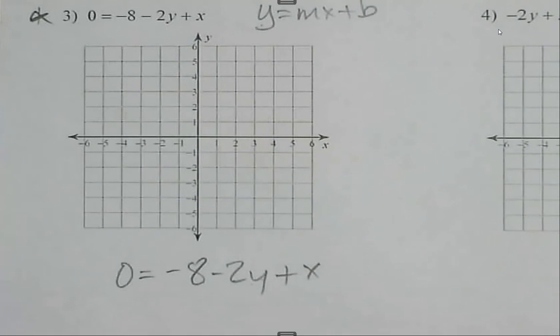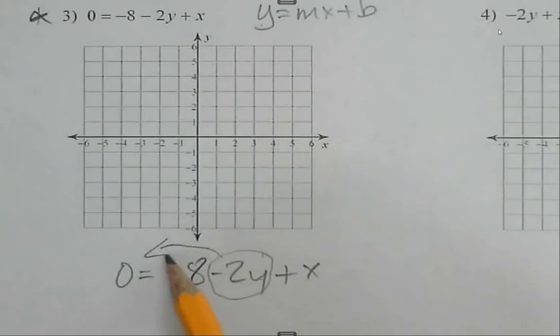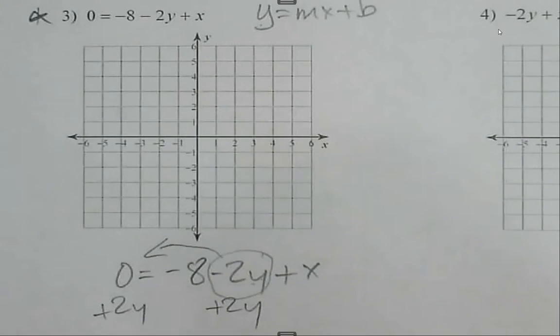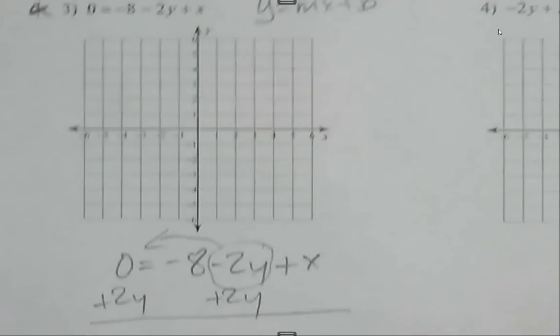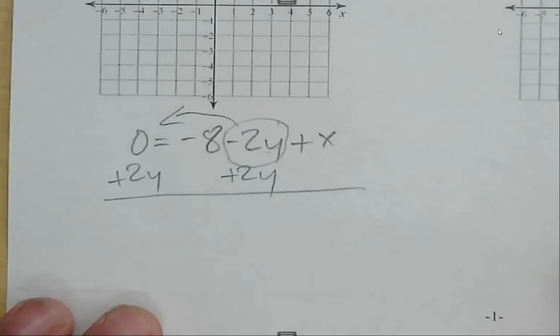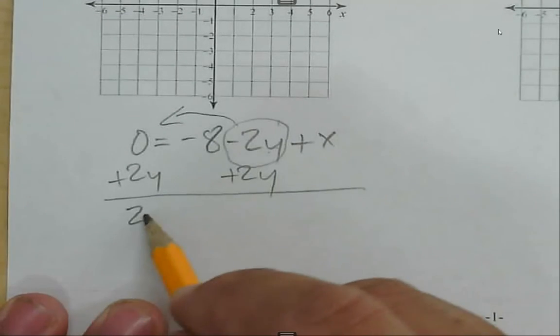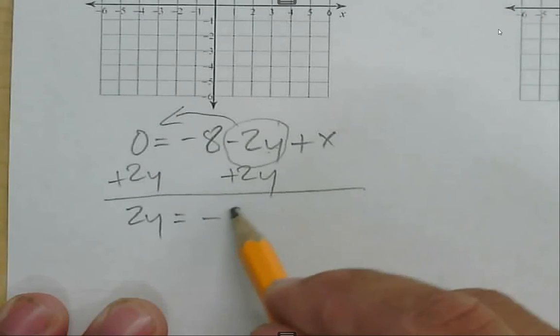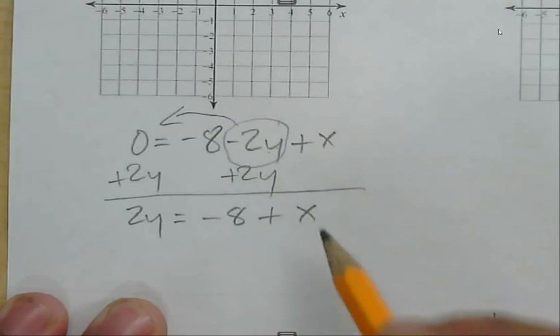So really, we need to get this whole thing over to the other side, over here. In order to do that, if I'm subtracting 2y now, I need to add 2y to both sides in order to get this over there. Okay, I'm going to slide this work down for now. So if you look at that now, I have 2y equals negative 8 plus x.